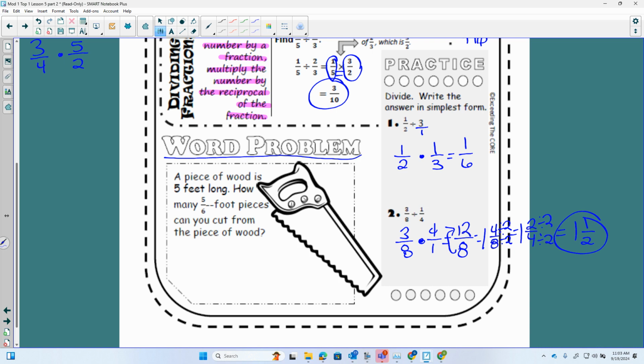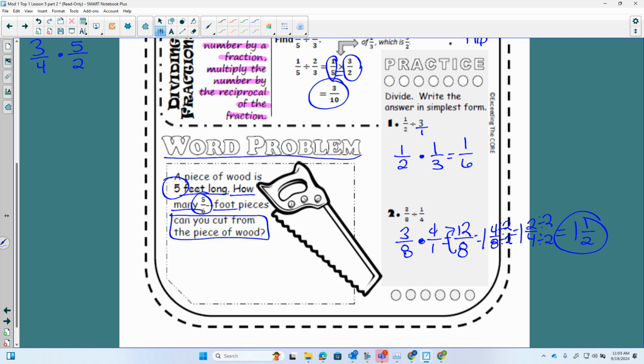I like to show over. All right, what are you doing? Oh. Okay, the word problem. A piece of wood is 5 feet long. How many pieces of 5/6-foot can you cut from the piece of wood?